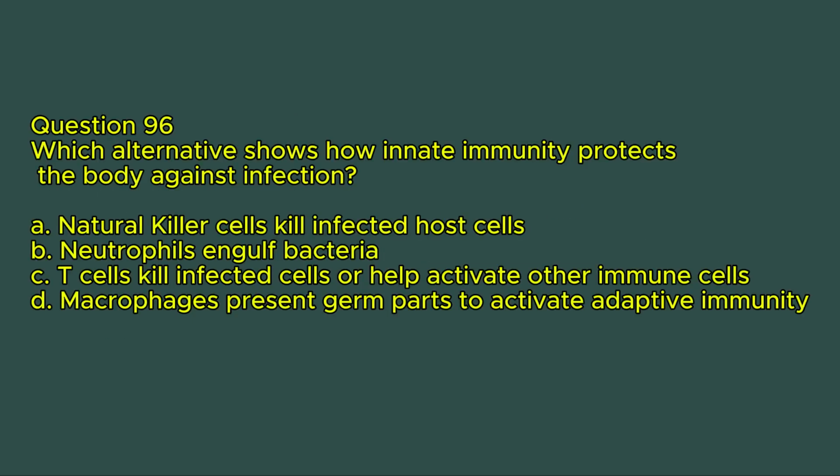Question 96. Which alternative shows how innate immunity protects the body against infection? A. Natural killer cells kill infected host cells. Neutrophils engulf bacteria. T cells kill infected cells or help activate other immune cells. Macrophages present germ parts to activate adaptive immunity.